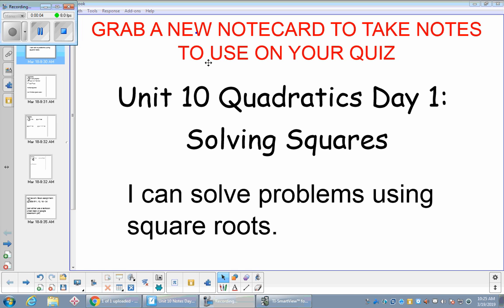If you finished the Unit 9 test, you should be grabbing a new note card. You can use this on your quiz today and the rest of the week, so please make sure that you take notes as you go.